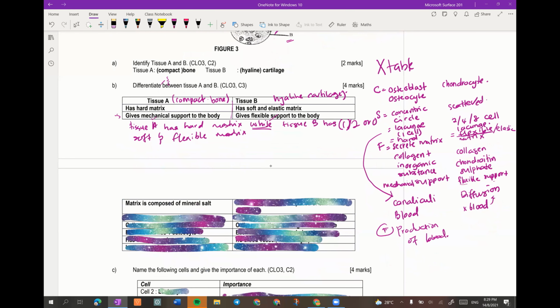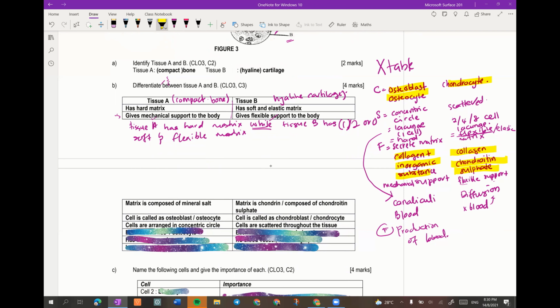The next one to dapat markah adalah matrix composed of mineral salt while matrix is composed of chondroitin sulfate. So to be more specific and precise, you can say this thing lah. Okay, collagen and inorganic substance, and yang ni pula, yang untuk tissue B pula adalah collagen and chondroitin sulfate. Next, we can look at it as cell consists of osteoblast ataupun osteocyte, while untuk yang cell B pula terdiri daripada chondroblast ataupun chondrocyte. Chondroblast saya lupa tulis, tapi tak apalah, sama je.